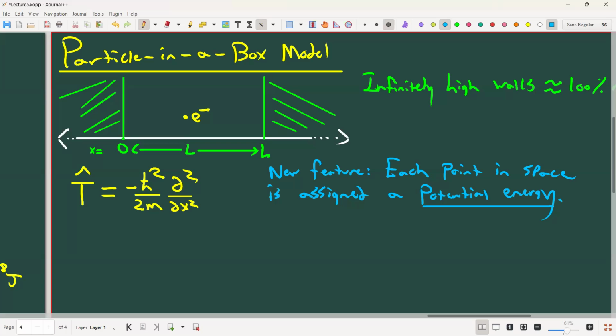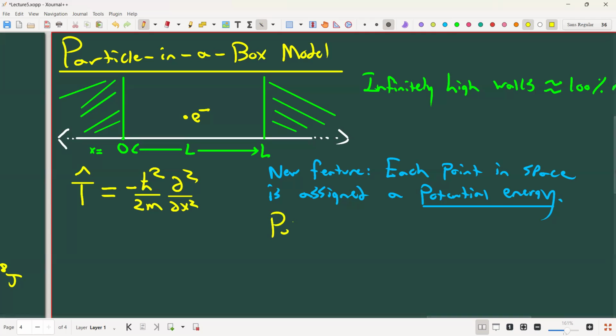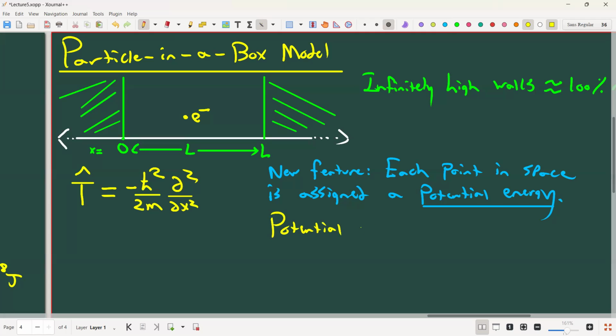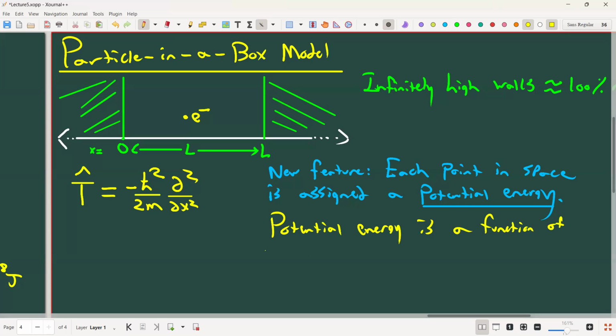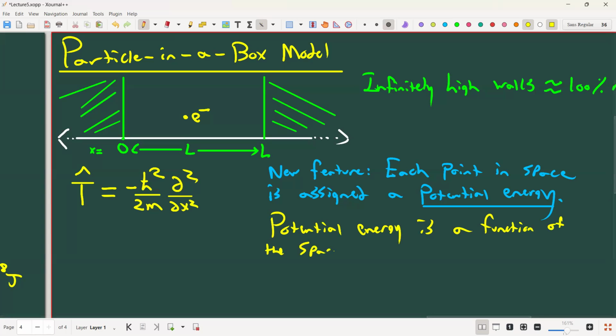Right? And so if there's a region where it's very energetically costly to be, the ticket price is very high for that particle to be there, and therefore the probability is low. So potential energy is a function of the space the particle is in. Right? So potential energy is a function of the space itself. It defines the box.